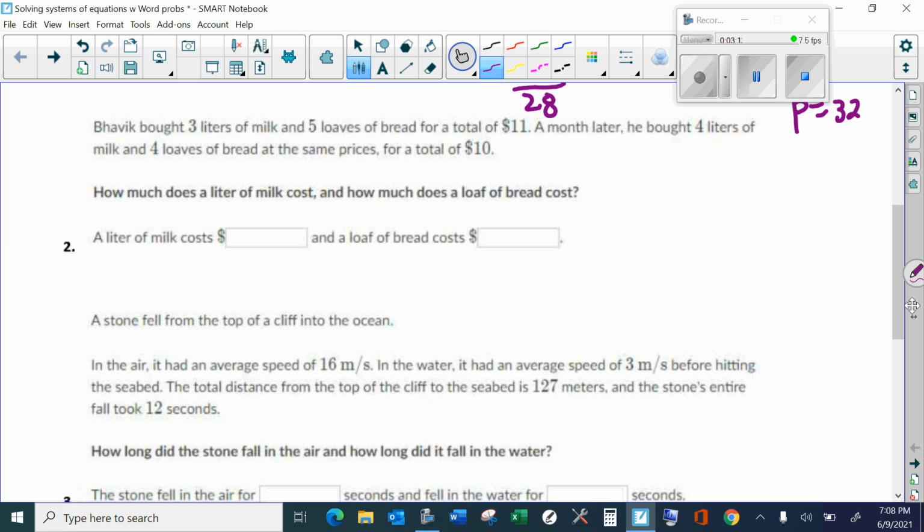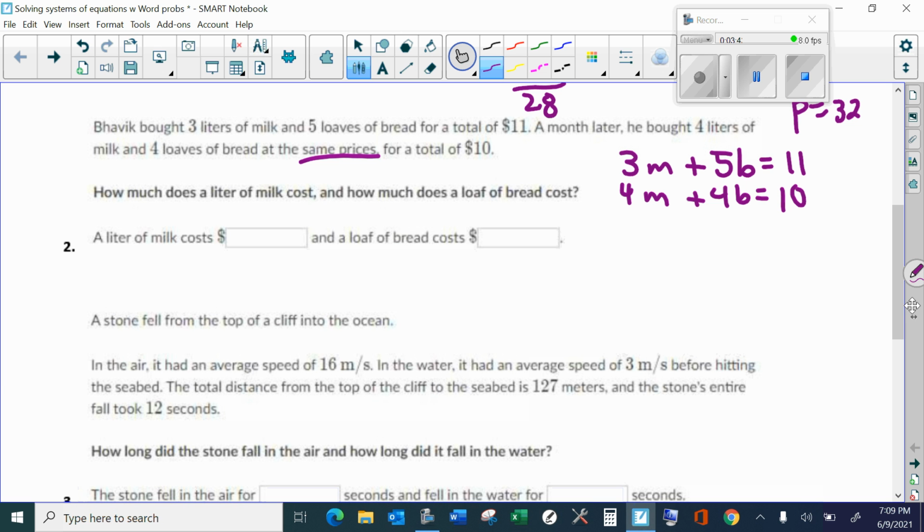All right, number 2. Bobik bought 3 liters of milk. So we'll say 3M for milk and 5 loaves of bread, 5B for bread, for a total of $11. A month later, he bought 4 liters of milk and 4 loaves of bread for $10 with the same prices. That's the key. The same prices, so they can actually find out the actual price.